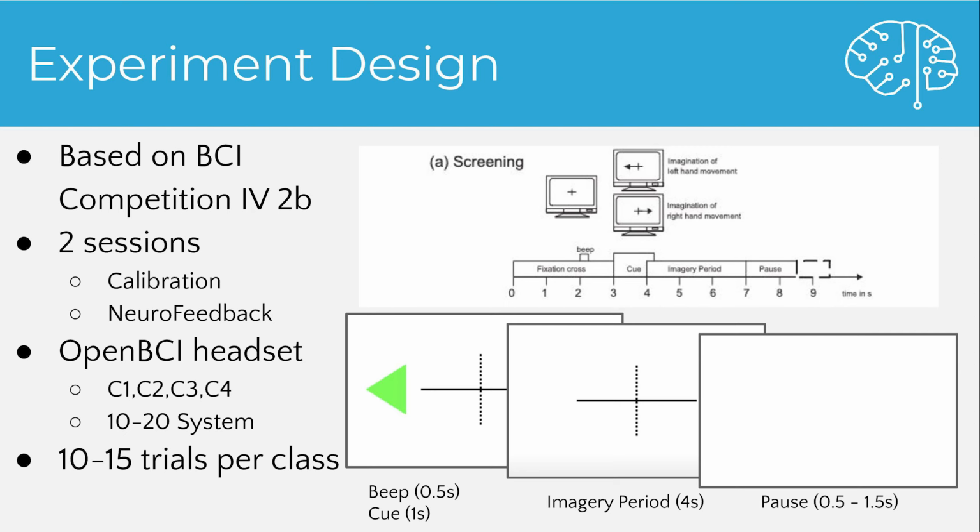To ensure the success of this project, I tried to keep our experiment design as close to the original study as possible. Inside each trial of the original study, a fixation cross is first shown at the center of the screen, followed by a beep. And 1 second later, either a left or a right arrow is presented to prompt the subject to imagine a motor movement with the corresponding arm.